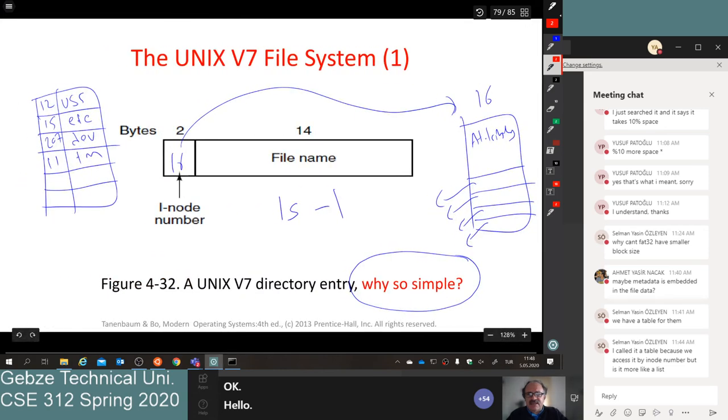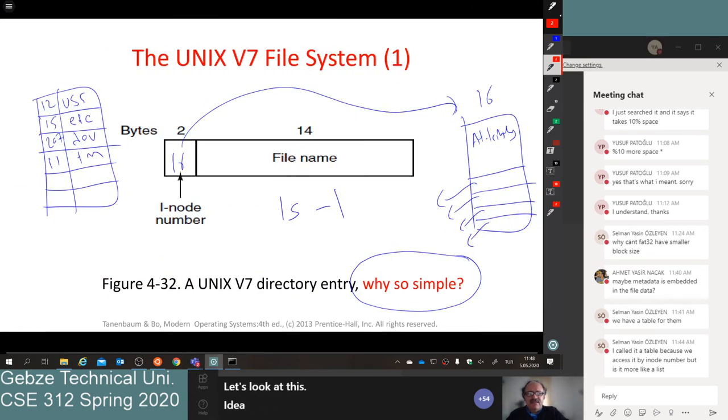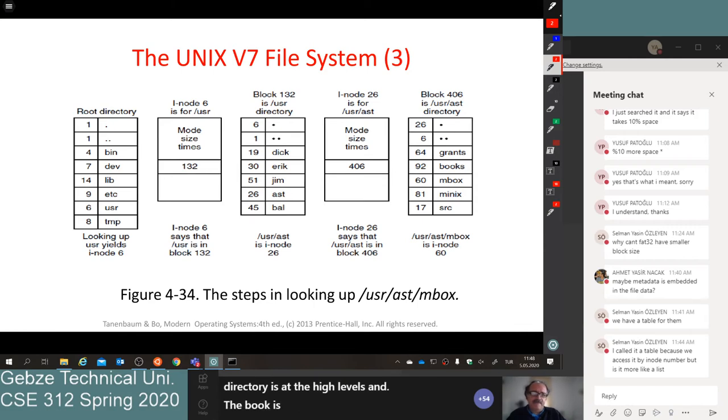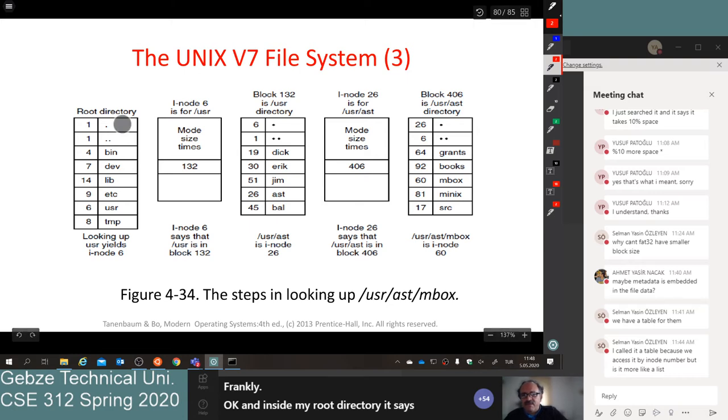Let's look at this idea again. This is a directory structure, okay? Let's look at those directories and the inodes and the blocks, etc. The book has a very good example, okay? At the beginning of my partition, I have my root directory, okay?